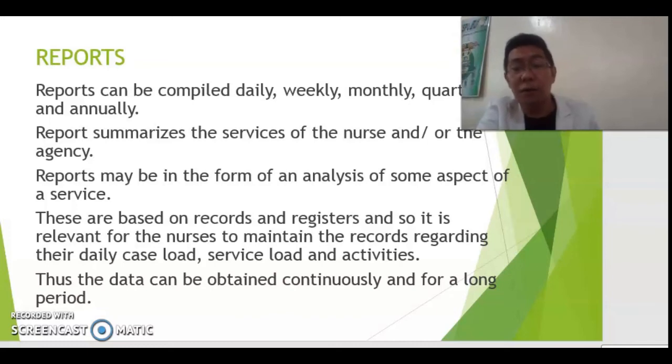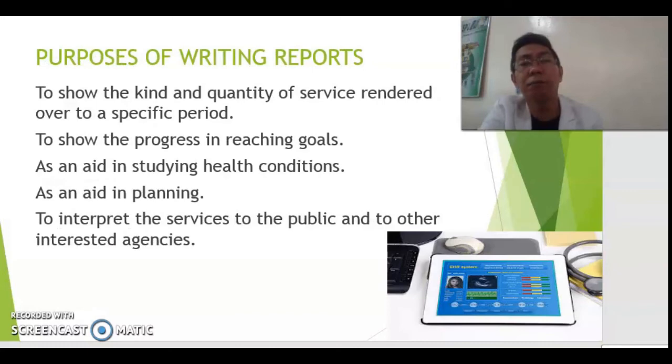Of course, if we have reached our goals, we can see it from the reports, the progress. The data can be an aid in studying the health conditions of the family or of the entire community, and the data from that period of time will also serve as an aid in planning. And of course, we can interpret the reports.